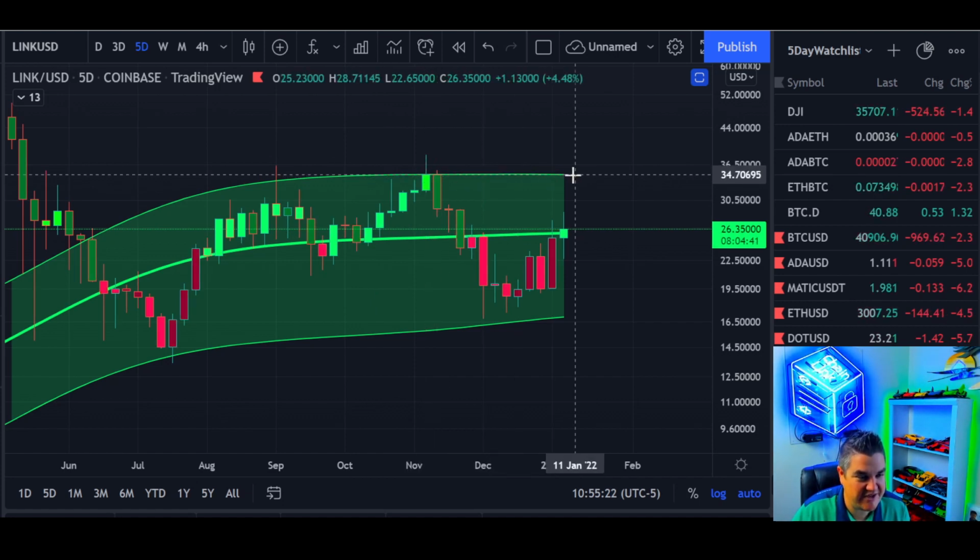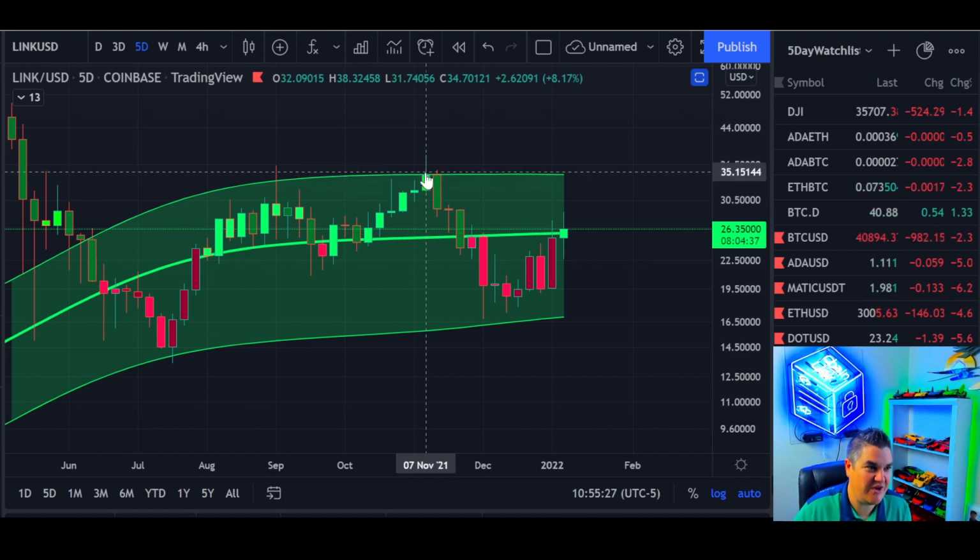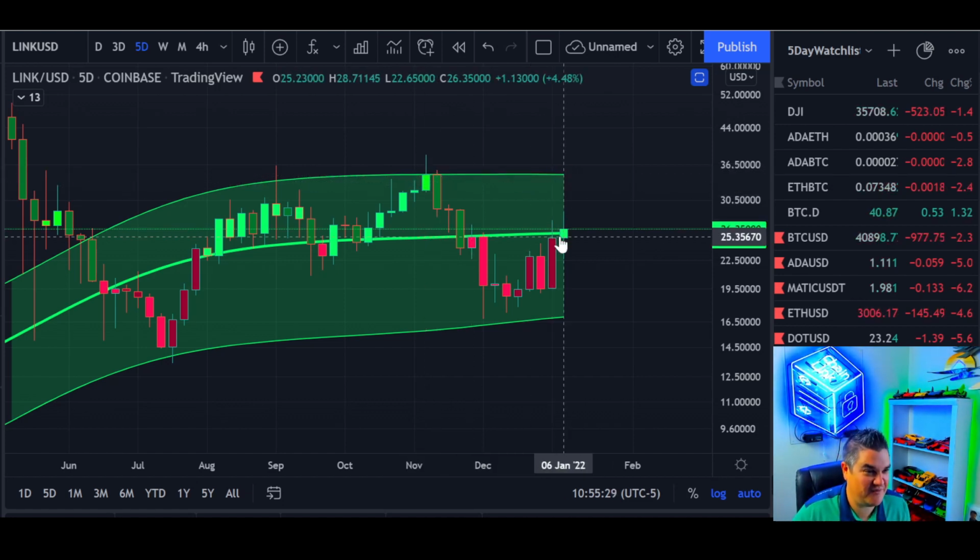But that is our key level, 35. We need to be breaking out of. We've been struggling with that. Once you see Chainlink above 35, all hell could break loose. But first things first, we have to close this candle, which closes today. This 5-day candle closes today. 25.78 is the median line right now. So if you close above 25.78 for Chainlink today, then that's step 1.